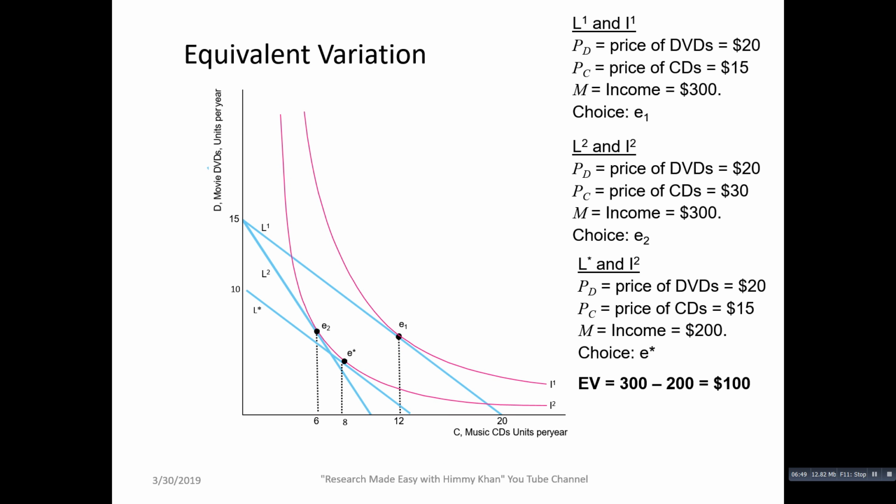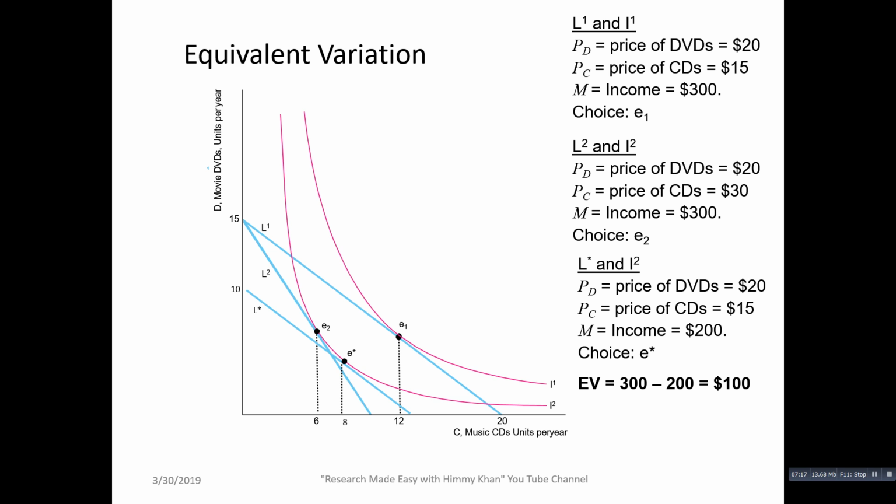Now let us analyze the case of equivalent variation. Again we start with the I1 indifference curve and L1 budget line. When income is equal to $300, price of DVD is still $20, and price of CD is $15. So again, originally his choice is at E1 when he is consuming 12 units of CDs.